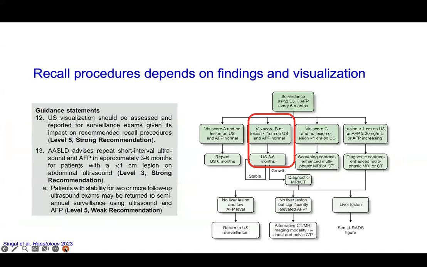So back to our guidelines. You've done your ultrasound, your radiologist said that your VIS score was great, your AFP was normal, less than 20. Repeat this survey in 6 months.